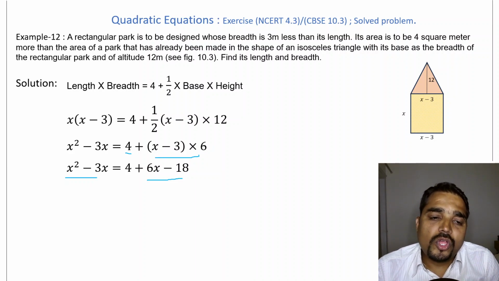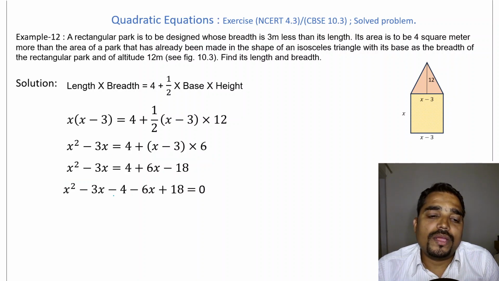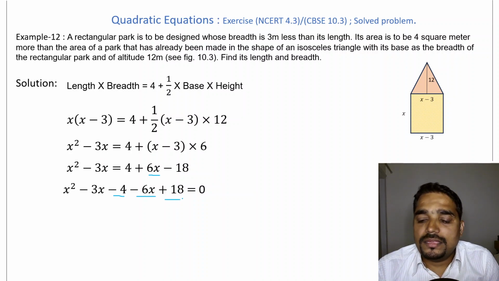Let's transpose all the terms of RHS towards LHS. Therefore, plus 4 upon transpose towards LHS would become minus 4, and plus 6x upon transpose would become minus 6x, and minus 18 upon transpose towards LHS would become plus 18.